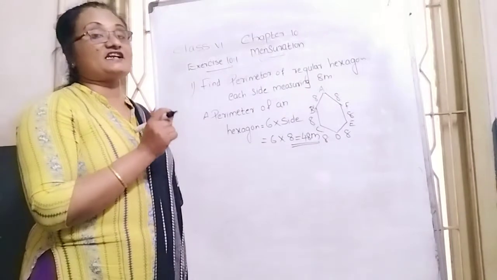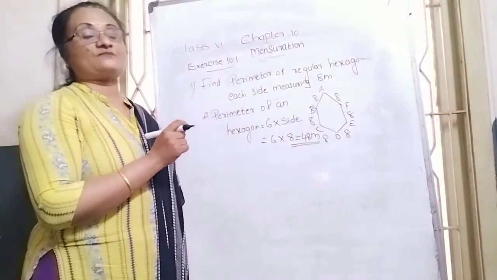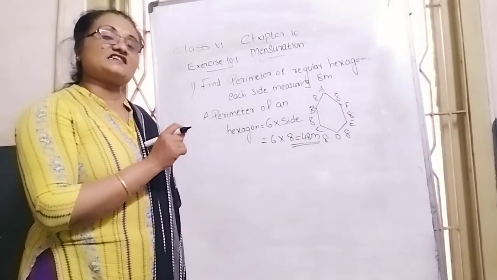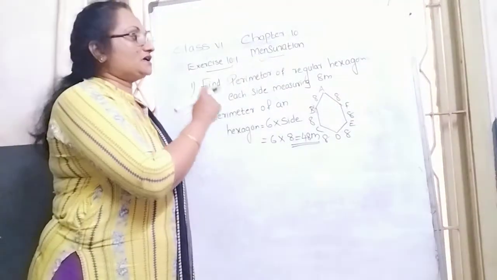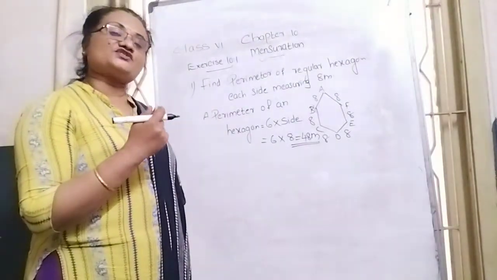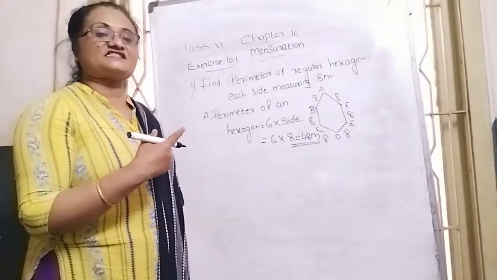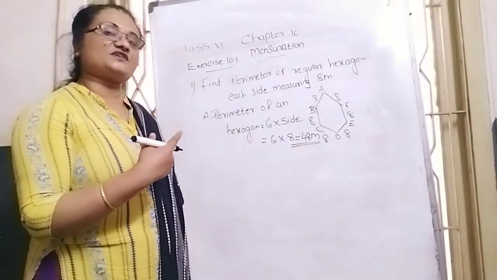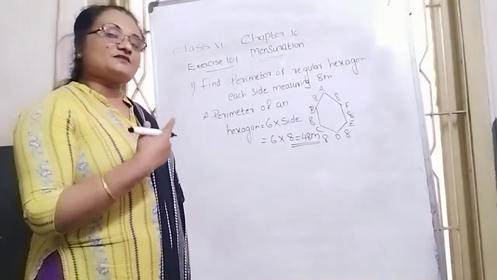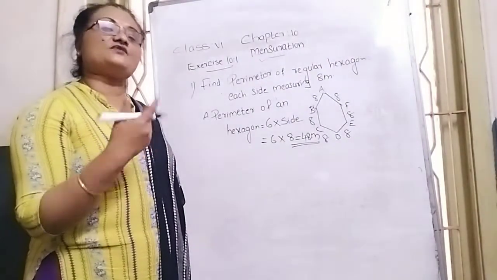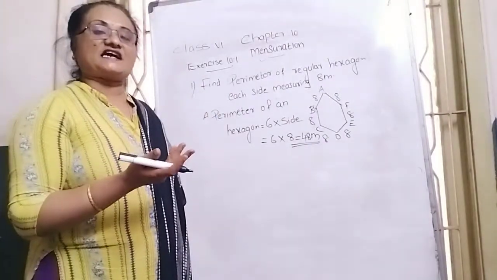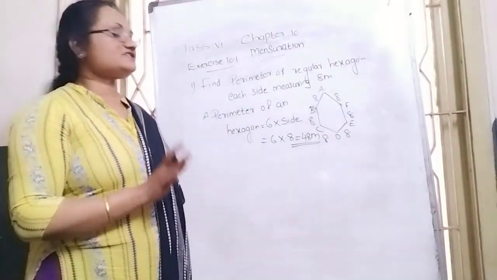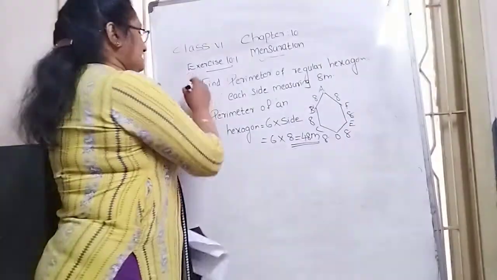In the pentagon case, how many sides does a pentagon have? 5 sides. To find the perimeter of a pentagon, the easy way is to apply the formula 5 into side. In the equilateral triangle case, equilateral means all sides are equal. It has 3 sides, so perimeter is 3 into side value. Or otherwise you can add each side value. Anyway you can solve that sum. This is our second question.